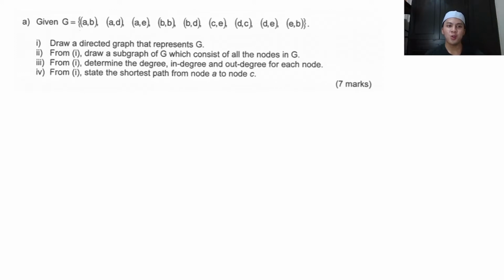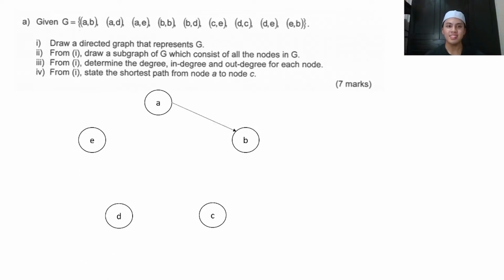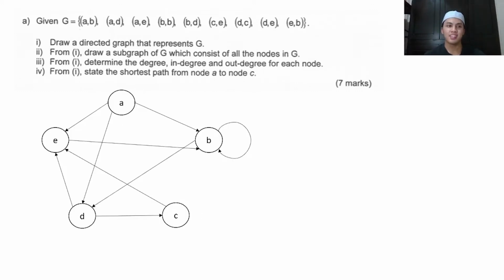From 1, draw a subgraph of G which consists of all the nodes in G. So just draw all the nodes again, A, B, C, D, E. Then just connect them given G: AB, AE, DC, DE, EB, so that all the vertices are connected.